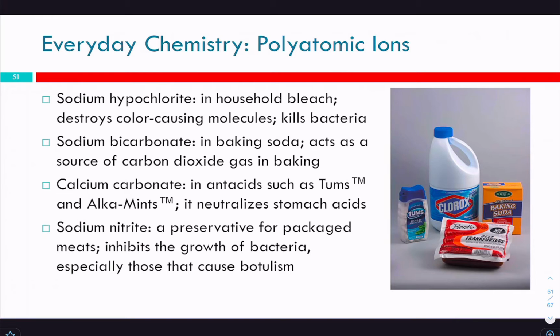So some of these polyatomic ions you've used before. Sodium hypochlorite is household bleach. It destroys color-causing molecules and kills bacteria. You've probably used a lot of bleach in the last few years. Sodium bicarbonate in baking soda acts as a source of carbon dioxide. So when you're baking and you need CO2 gas, it causes things to rise. Calcium carbonate in antacids, such as Tums and Alka-Mints, neutralizes stomach acid.